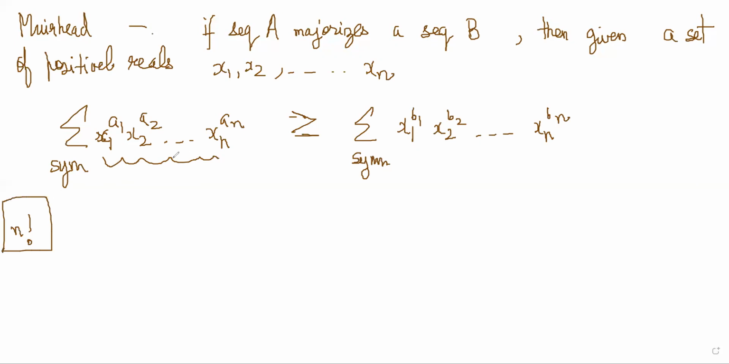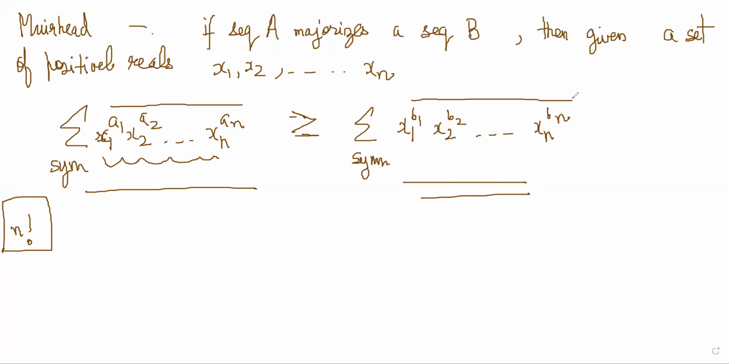So if there are three variables, you should have six terms in the symmetric sum. And if there are two variables, you will have only two terms, right? So we will understand this by examples. So what we can say is that this symmetric sum is greater than this symmetric sum because the A1, A2, ..., An sequence majorizes the B1, B2, ..., Bn sequence. We'll not do the proof of this, but we'll do some examples.